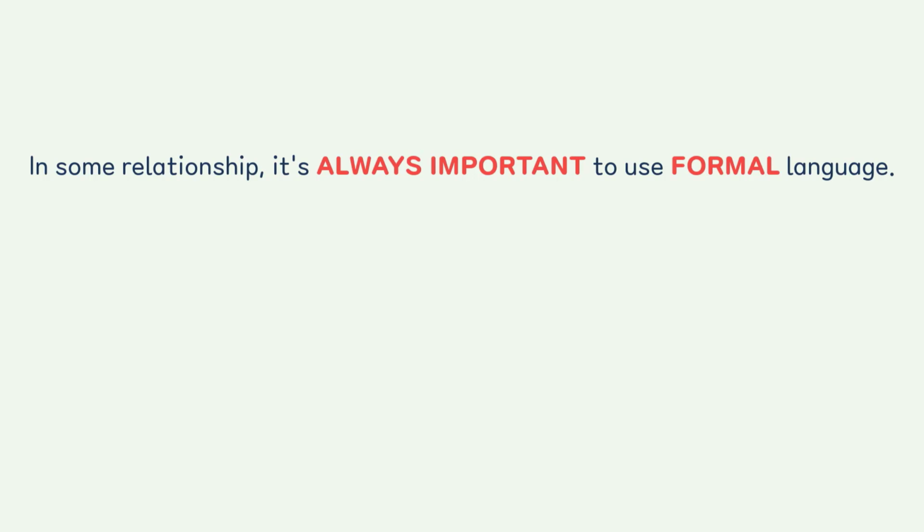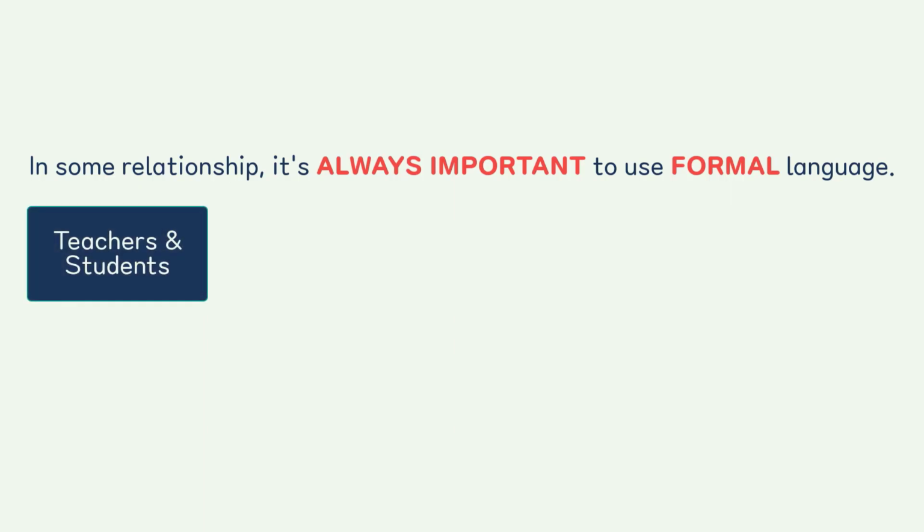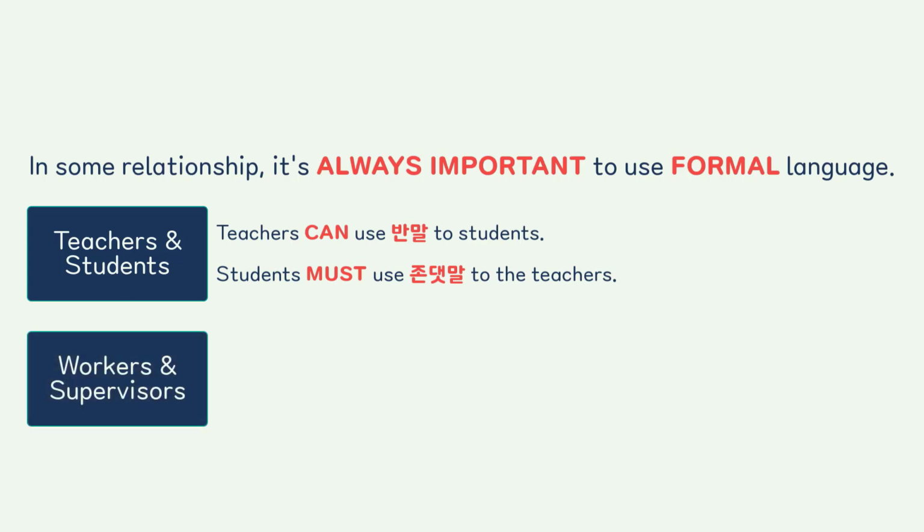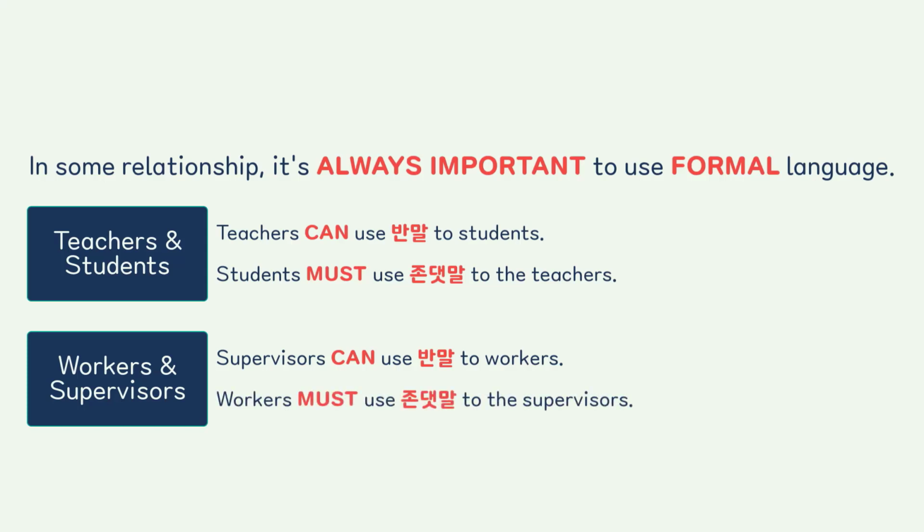Final point to note in this lesson is that even if people have formed close relationships, in some relationships the language used has to be formal. For example, in relationships between teachers and students, although teachers can use 반말 to the students, students can never use 반말 to their teachers. Another common example is in the relationship between workers and their supervisors. Depending on the corporate environment, the supervisor might use 반말 to the workers, but workers can never use 반말 to their supervisors. So do keep that in mind.